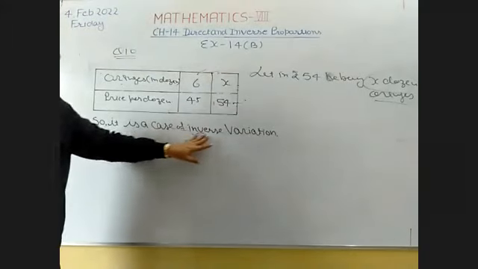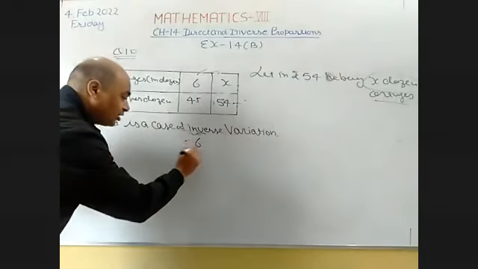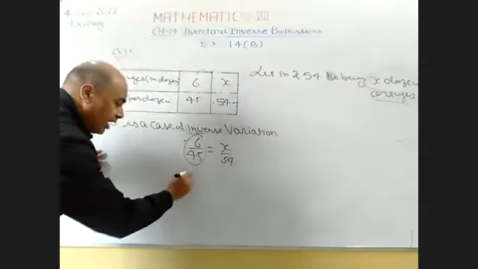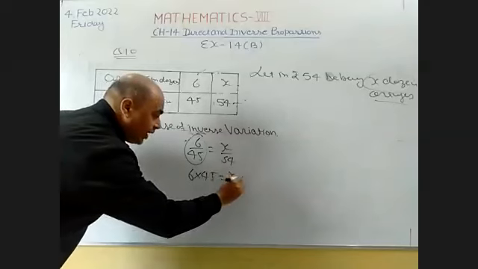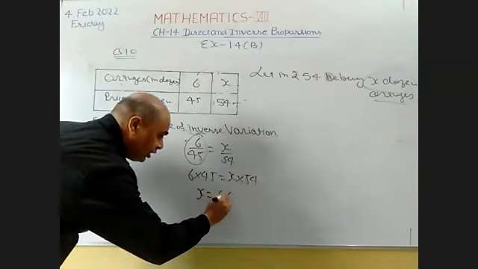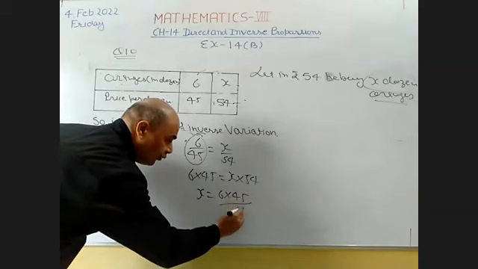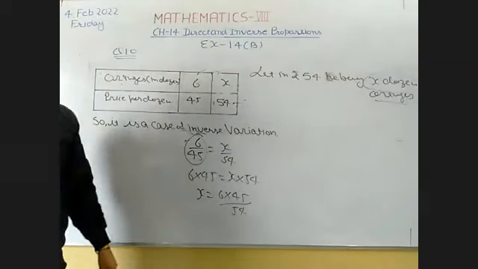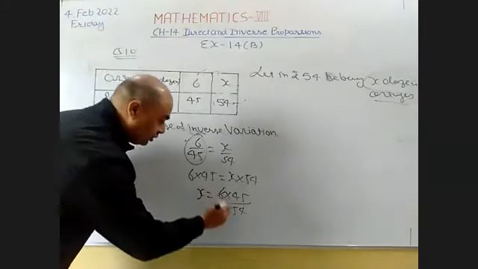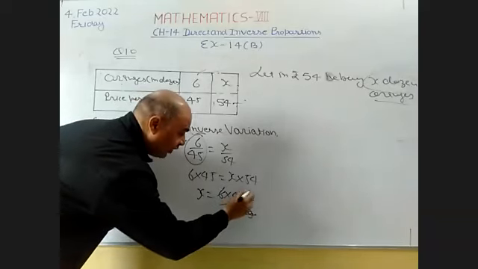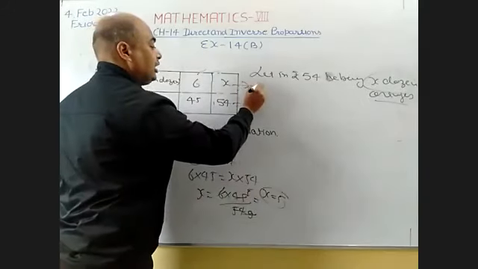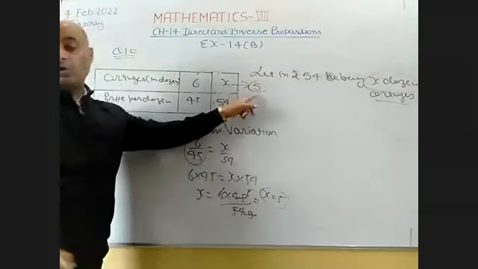Since this is a case of inverse relation, we write 6 upon 45 equal to X upon 54. Now this is going to multiply itself. 6 into 45 is equal to X into 54. Take this 54 on this side. The value of X becomes 6 into 45 upon 54. Now cancel: 6 1 is 6, 6 9 is 54, 9 5 is 45. So the value of X becomes 5. So now he is able to buy 5 dozen oranges.